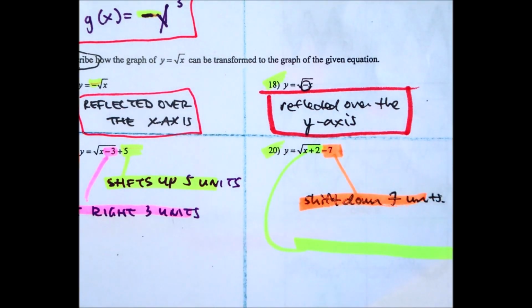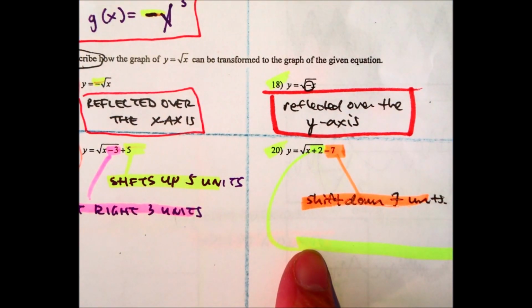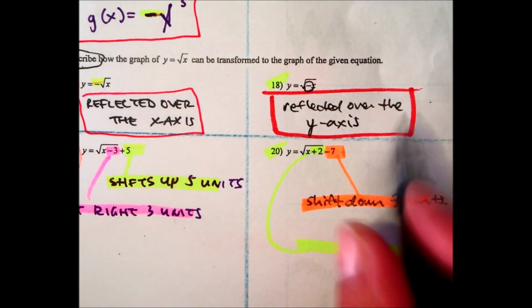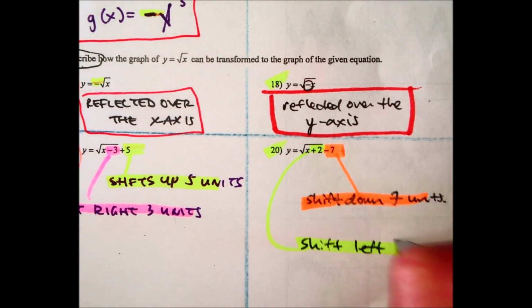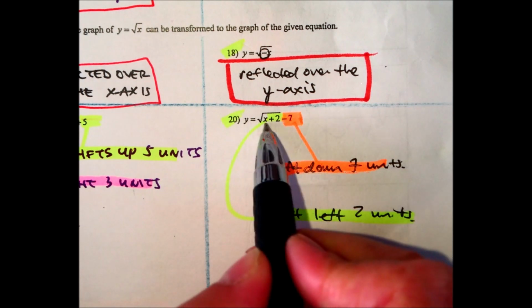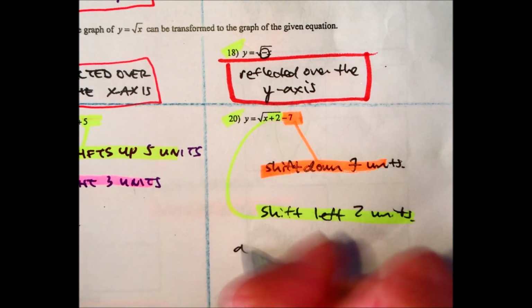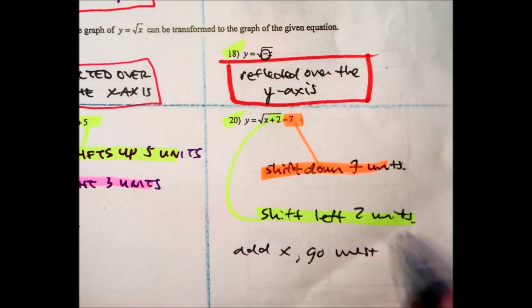I'm going to make a statement, and then I'll ask you for your thumbs. This one says that you're moving to the right 2 units. Show me with your thumbs. It's not down, it's what? Shift left 2 units. I'll tell you 2 reasons why. The cheesy trick is add to x, go west, which is which direction?